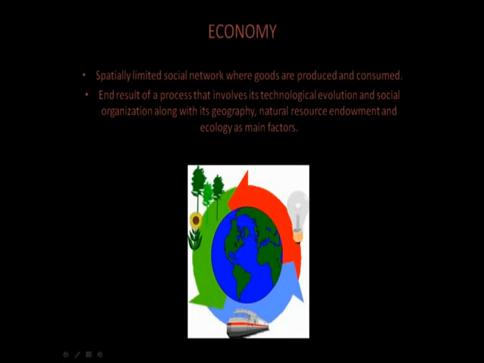So, an economy is a spatially limited social network where goods are produced, consumed, and distributed. It is the end result of a process that involves its technological evolution and social organization, along with its geography, natural resource endowment, and ecology as main factors. That is why I said we need to relate economics to ecology.